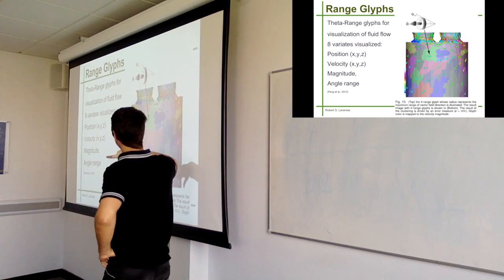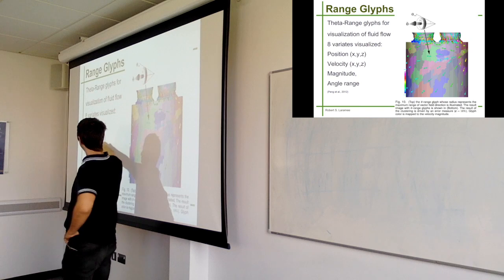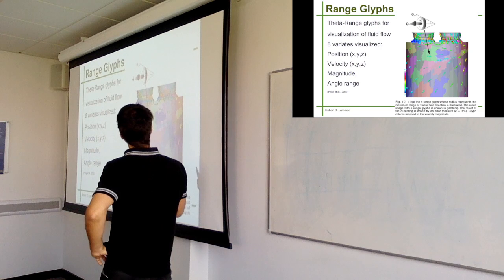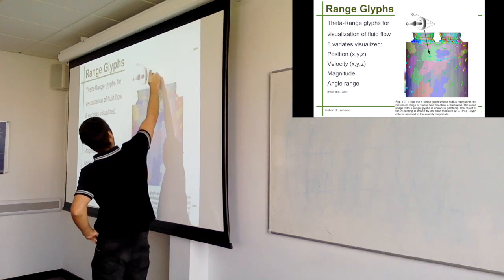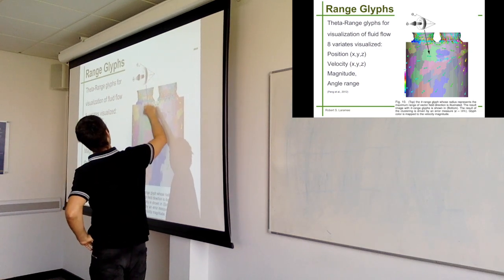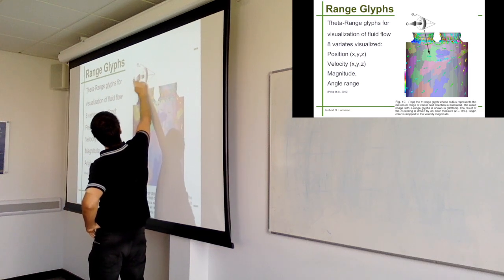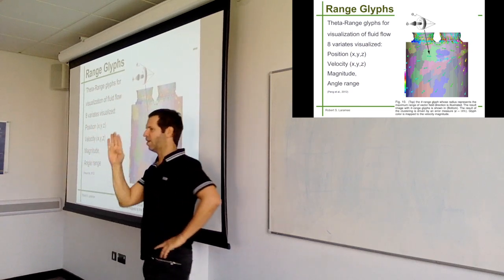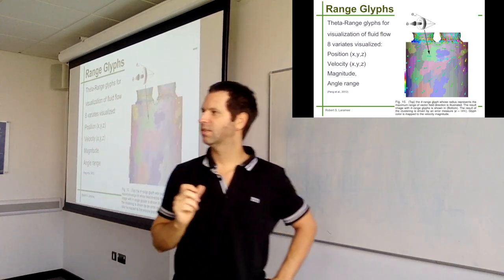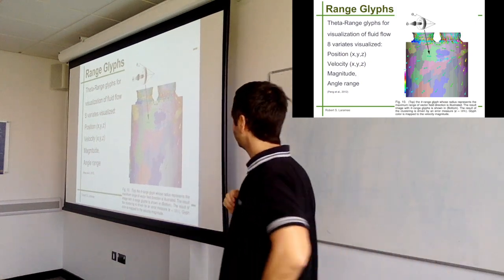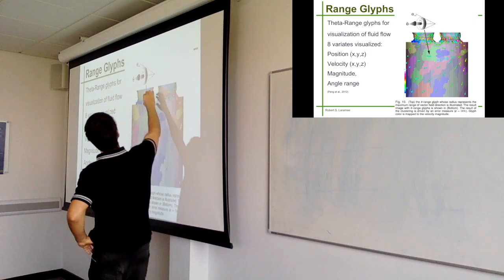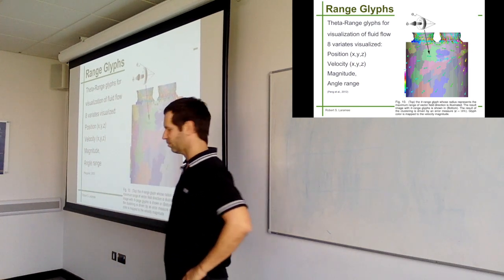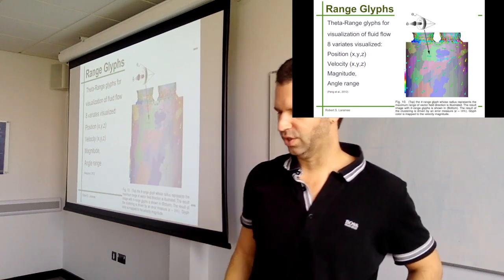So we have 8 variates visualized: the position, X, Y, and Z again, the 3 components of the velocity, the magnitude, and also something called an angle range. So all of the vectors in this cluster are pointing in this direction with a range encoded by this ring. So they vary in direction by that much, by the range indicated in the ring, or this span of angles. So it's called a range glyph.